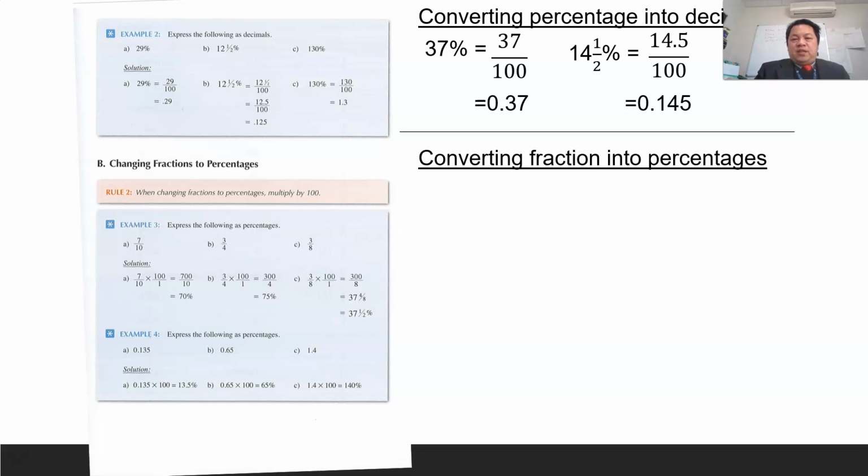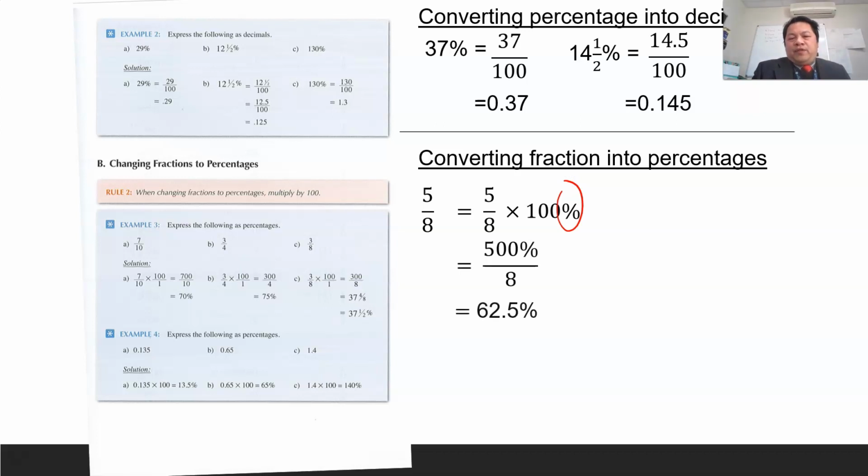Converting fractions into percentage. Okay, these are things that you have learned, isn't it? So 5/8, how to convert into percentage? It's actually 5/8 times 100%. Bear in mind the importance of writing the percentage sign here. You can't just write times 100, it's times 100%. So it's actually 500% out of 8. You simplify, you get 62.5%.